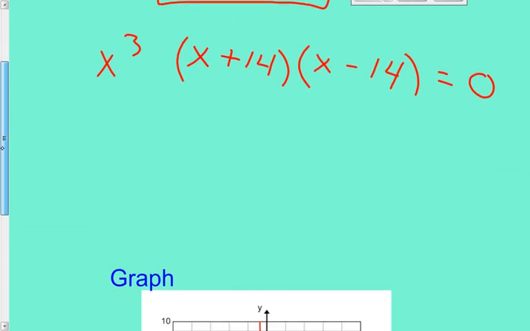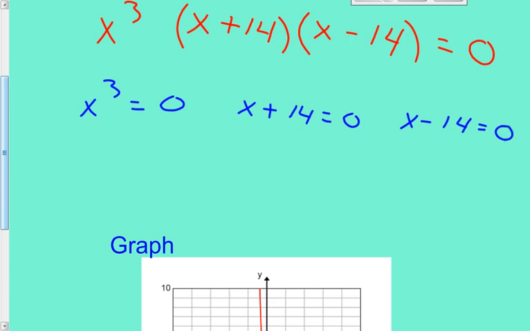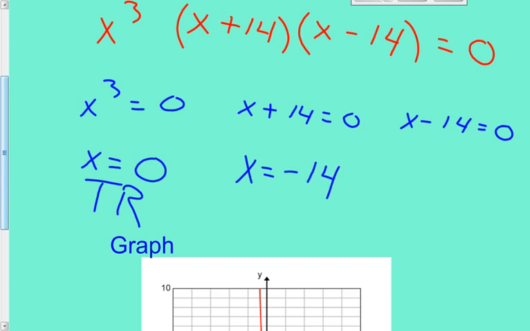So now we have 3 factors. Let's set each of them equal to 0. So x cubed equals 0, x plus 14 equals 0, and x minus 14 equals 0. Once again, just like on our last one, x equals 0 on this one, it's going to be a triple root. So you're going to see that doohickey thing go through 0 again. Here we have x equals a negative 14, and here x equals a positive 14.